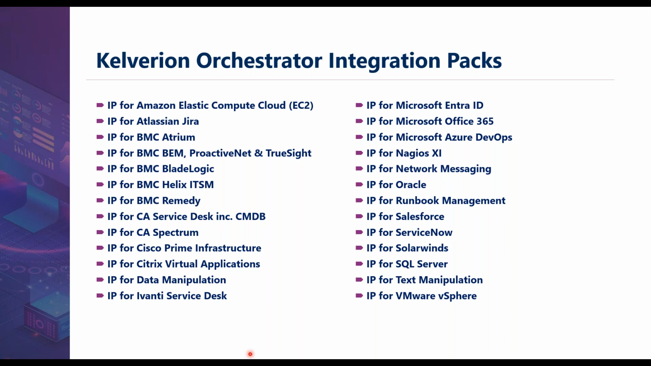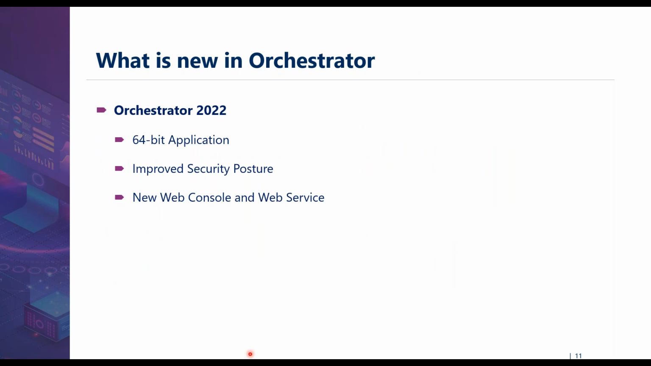So we've been around since Orchestrator 2012 right through until 2019, and then we have actually moved. There is a new version of Orchestrator called Orchestrator 2022, and we have migrated our runbooks to this new platform. And what's new for those of you who may have had some experience with Orchestrator but not looked at Orchestrator 2022, the big difference in 2022 is the first release of Orchestrator, which is a 64-bit application.